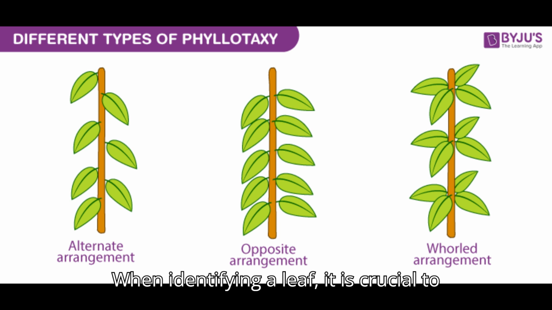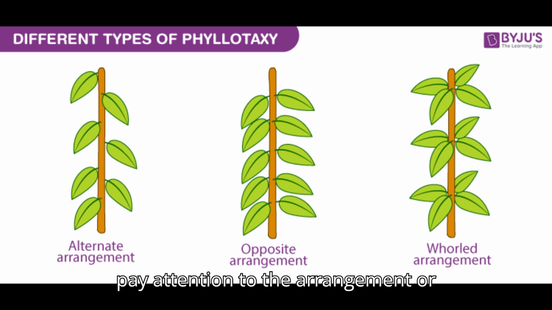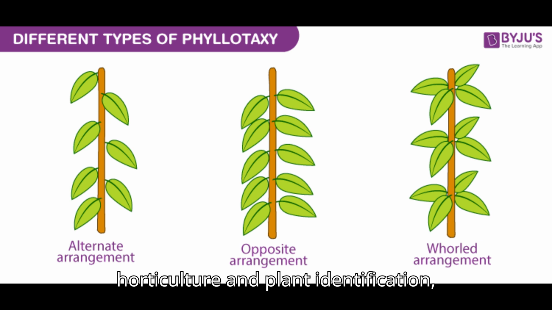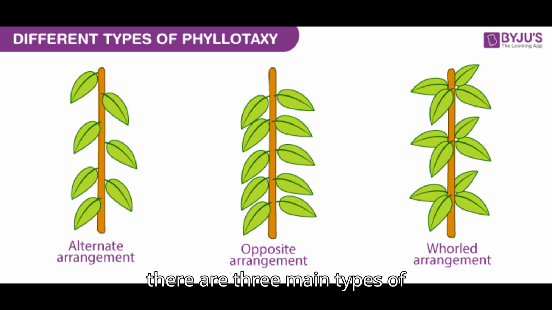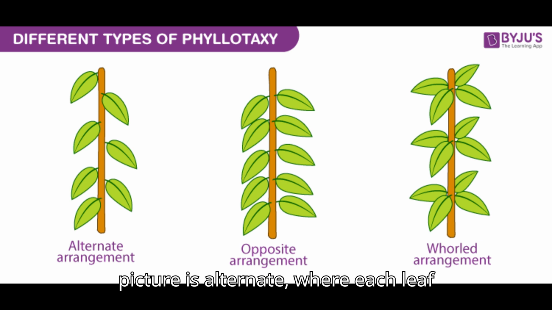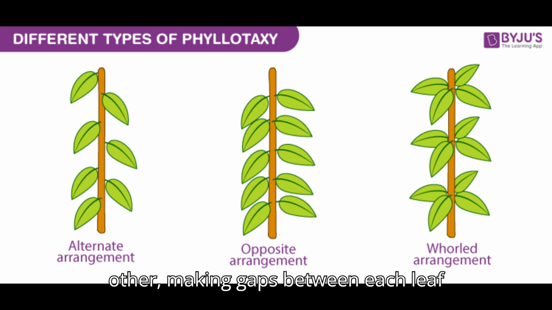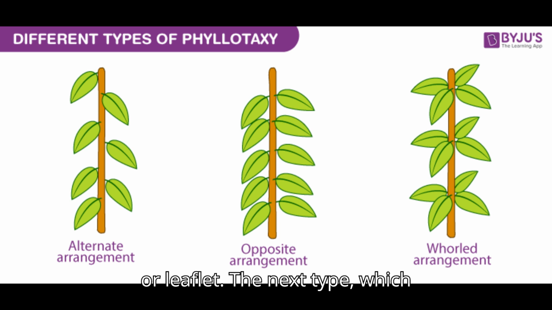When identifying a leaf, it is crucial to pay attention to the arrangement or pattern that the leaf has. In horticulture and plant identification, there are three main types of arrangements. The first type of arrangement that you can see in the picture is alternate, where each leaf or leaflet will alternate with each other, making gaps between each leaf or leaflet.